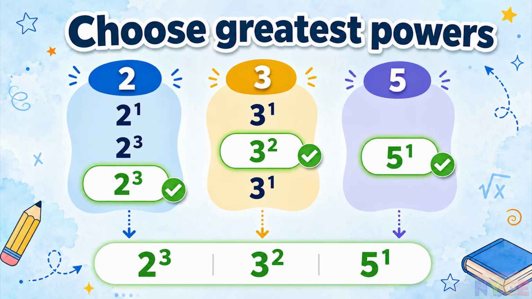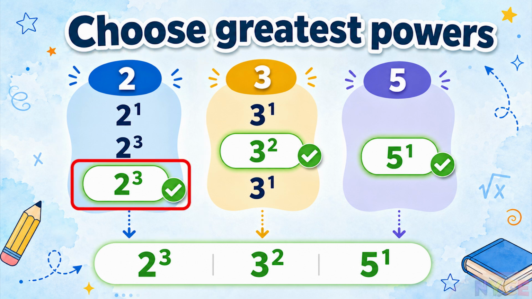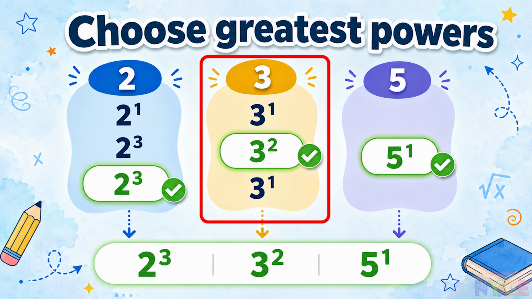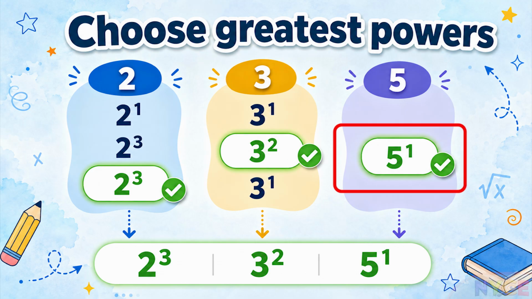Now list every prime factor that appears anywhere. We see 2, 3, and 5. For prime 2, the powers are 2 to the 1, 2 cubed, and 2 cubed. The greatest power is 2 cubed. For prime 3, the powers are 3 to the 1, 3 squared, and 3 to the 1. The greatest power is 3 squared. For prime 5, it appears as 5 to the 1, so we take 5 to the 1.